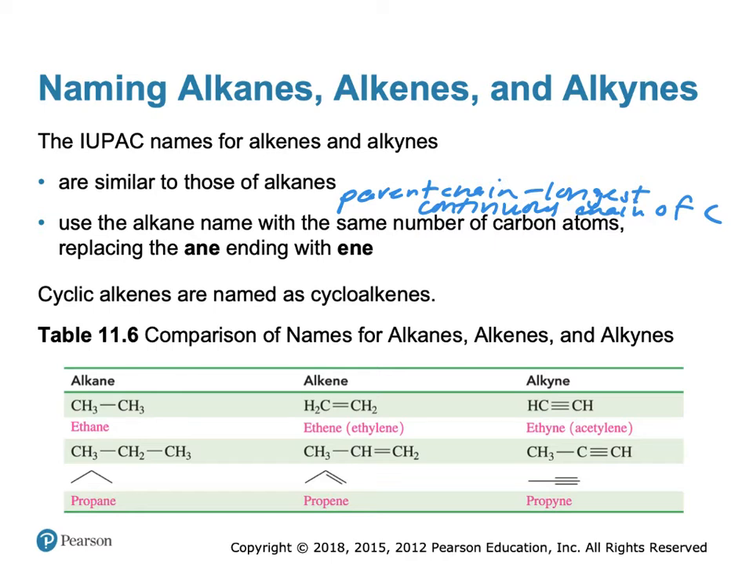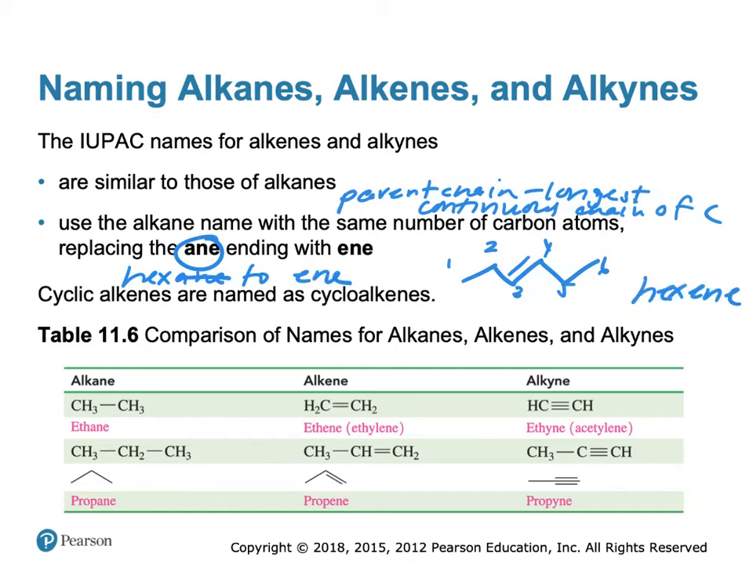So for example, if we see that we have a double bond, we are going to count the number of carbons. 1, 2, 3, 4, 5, 6. So the parent name will be hexane. We are then going to change that A-N-E to ene, so that we will have hexene.